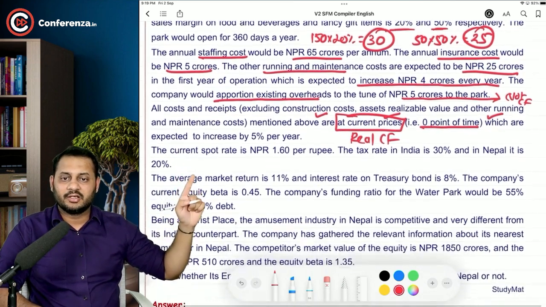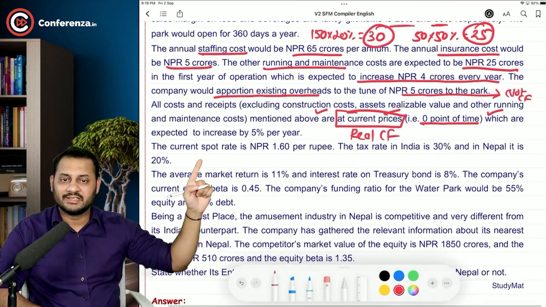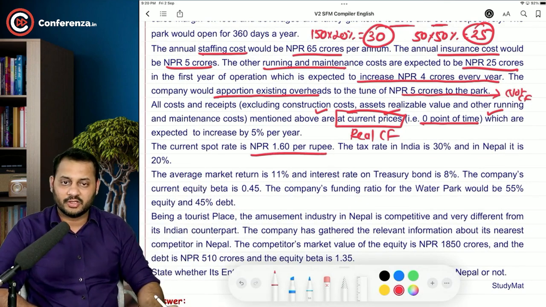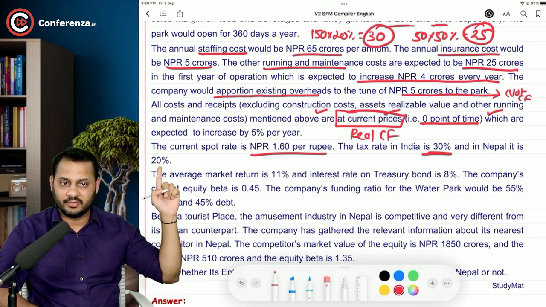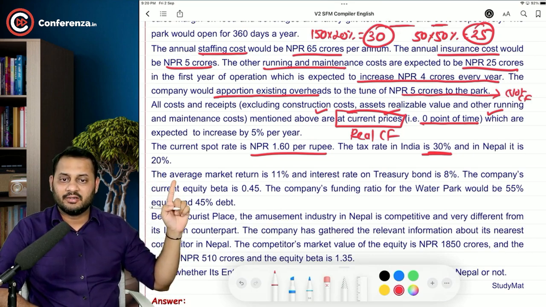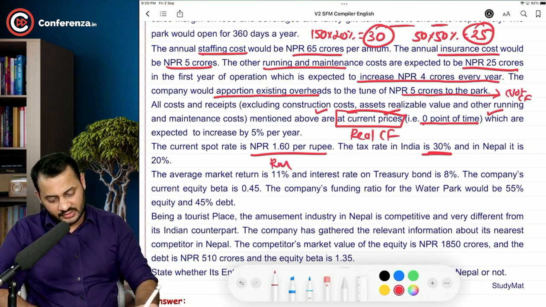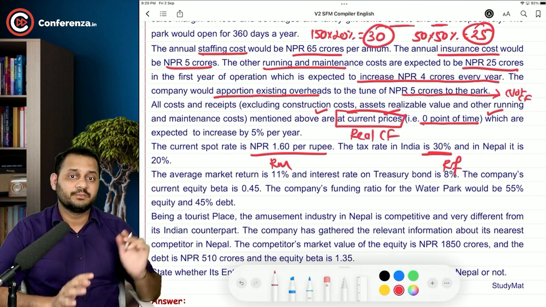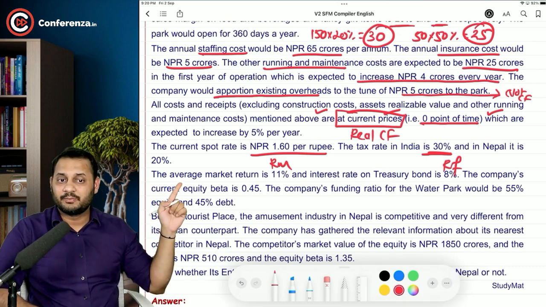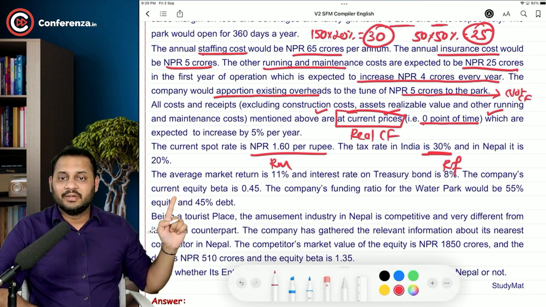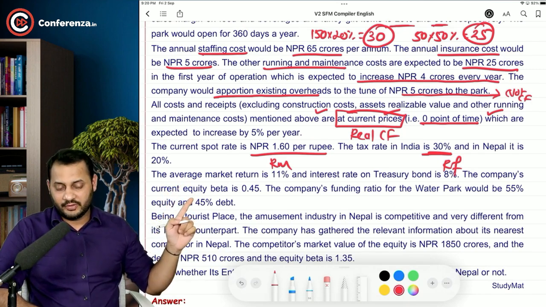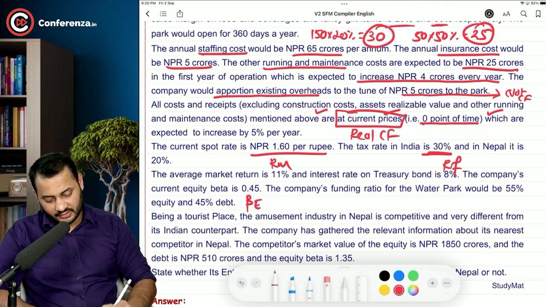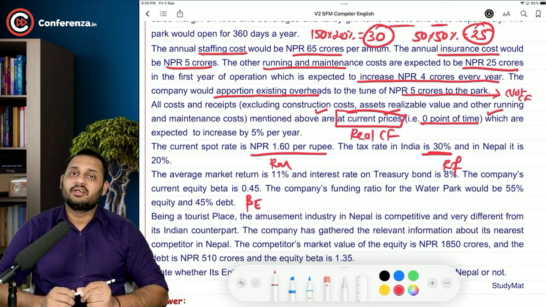Okay, sir. The current spot rate is Nepali rupee 1.60 per rupee. So this is an indirect quote for us. Tax rate in India is 30% and in Nepal it is 20%. Average market return is 11% and there is an interest rate on treasury bill. See, this is market return. This is the treasury risk-free rate. So you got to know that we have to use the capital asset pricing model here. And the company's current equity beta is 0.45. This is the equity beta. Now understand.